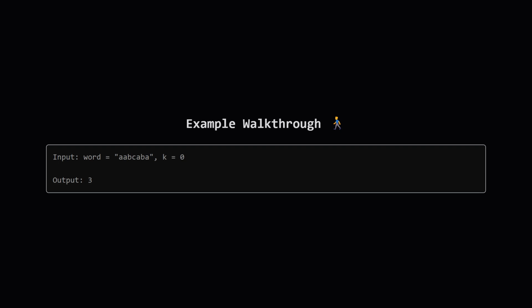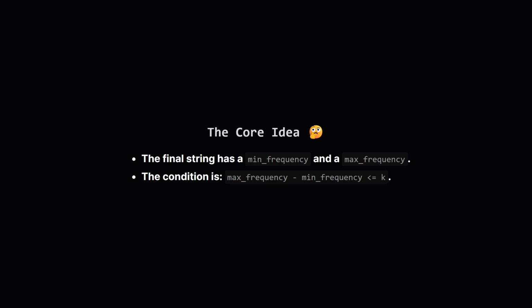The word is a, b, c, a, b, a, and k is 0. A k of 0 means the difference in frequencies must be 0, which is just a fancy way of saying all characters left in the string must have the exact same frequency. First, let's count what we have. There are 4 a's, 2 b's, and 1 c. To make them all have the same frequency, we could aim for a frequency of 2. To do that, we would need to delete 2 of the a's and the single c. That's a total of 3 deletions. The resulting word could be "baba", where a and b both appear twice. That fits the rule.